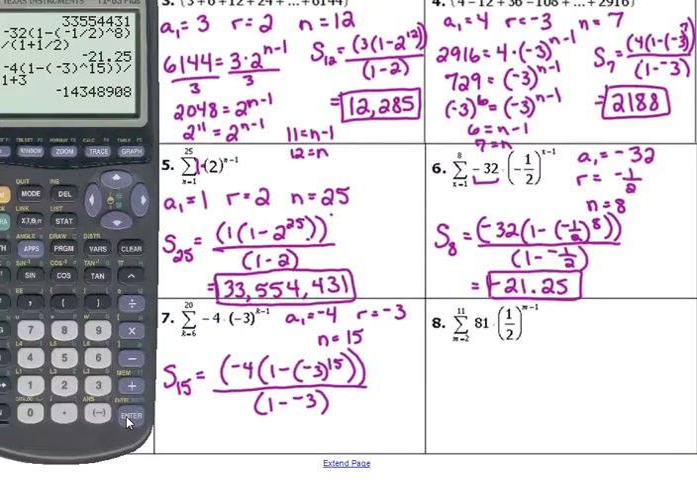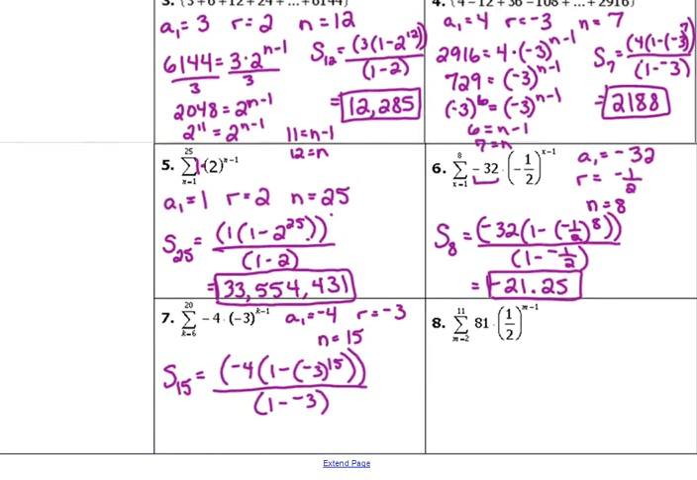Oh, okay. I did make a mistake. A sub 1 is -4, but that's not the first term in the sum that we're finding here. We're starting with the sixth term. So I made a little mistake right there. We don't want to use -4. That is A sub 1, but we really need A sub 6.